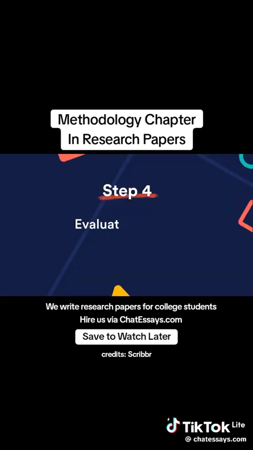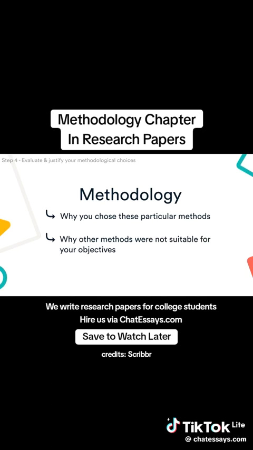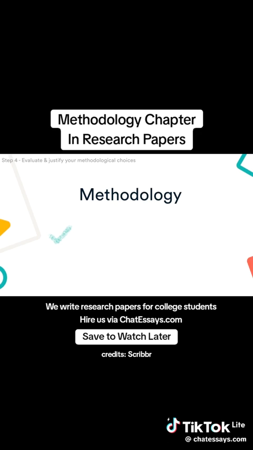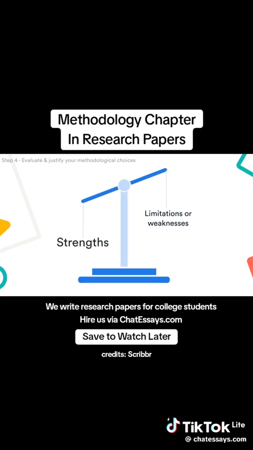Step 4. Evaluate and justify your methodological choices. Your methodology should make the case for why you chose these particular methods, especially if you did not take the most standard approach to your topic. Discuss why other methods were not suitable for your objectives and show how this approach contributes new knowledge or understanding. You can acknowledge limitations or weaknesses in the approach you chose, but justify why these were outweighed by the strengths.